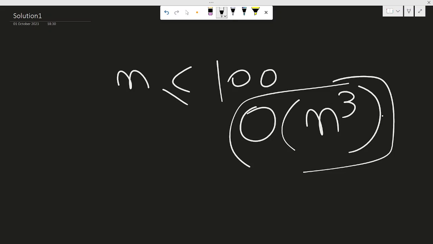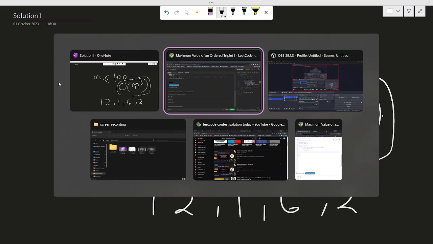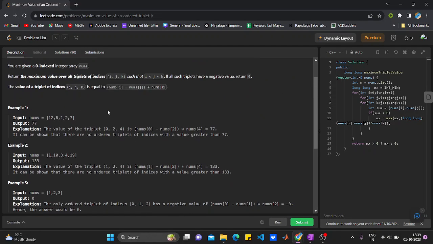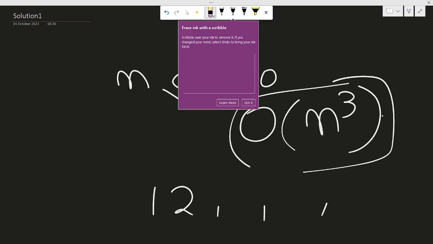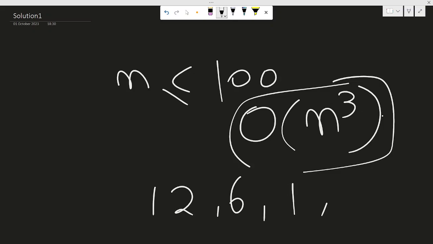So you can very well understand what we would do. Suppose we are given an array like this, let me take the example given there: 12, 6, 1, 2, 7.